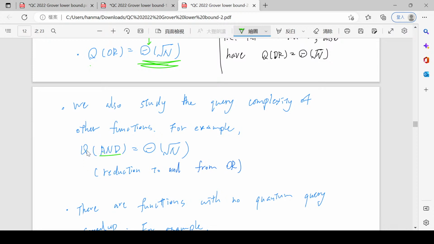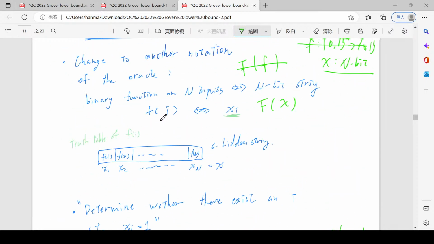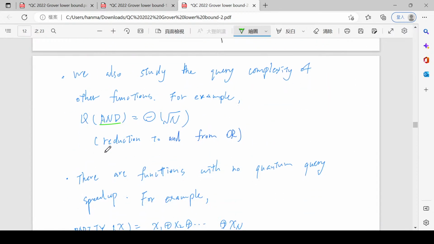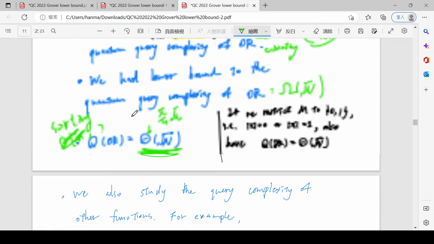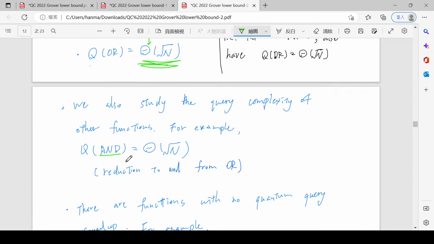So now we're starting to be a bit more high level. OR and AND are basically the same function, you are just flipping 0 and 1. And so we claim here that the quantum query complexity of AND is the same as the OR function, because it's very easy to do a reduction between those two. It's also Theta of square root n. Okay?